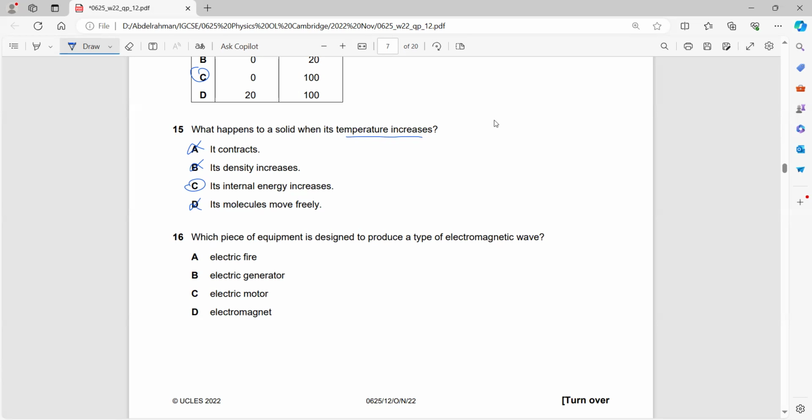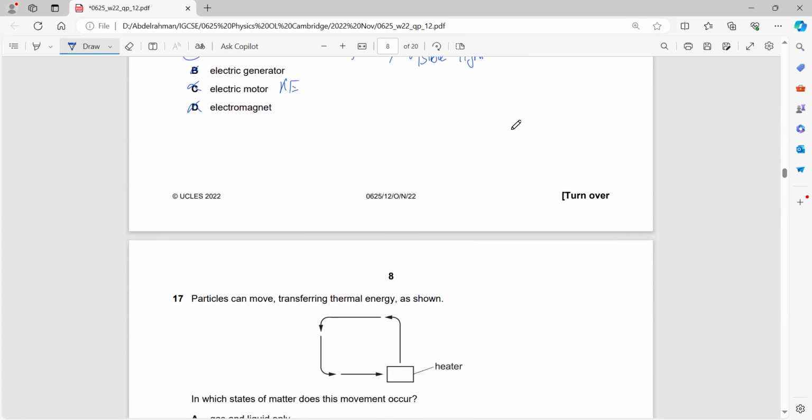A piece of equipment is designed to produce a type of electromagnetic wave. Which of them can produce an electromagnetic wave? Not an electromagnet, it will produce a magnetic field. An electric motor will produce kinetic energy, which is not a wave. An electric generator will produce electrical energy. An electric fire, what type of electromagnetic wave does it produce? It can produce two types of electromagnetic waves, infrared and visible light.